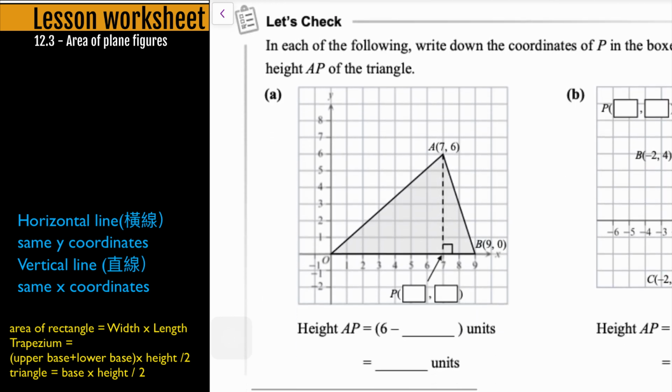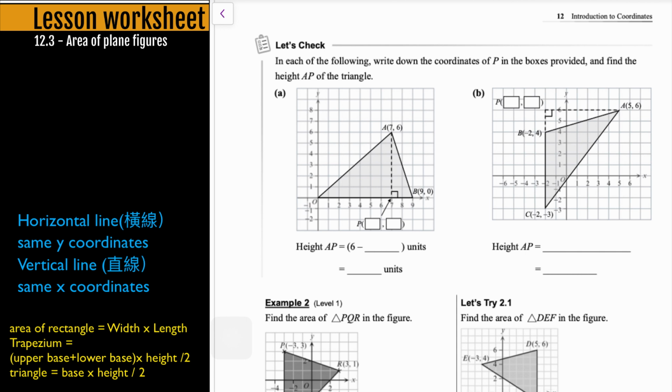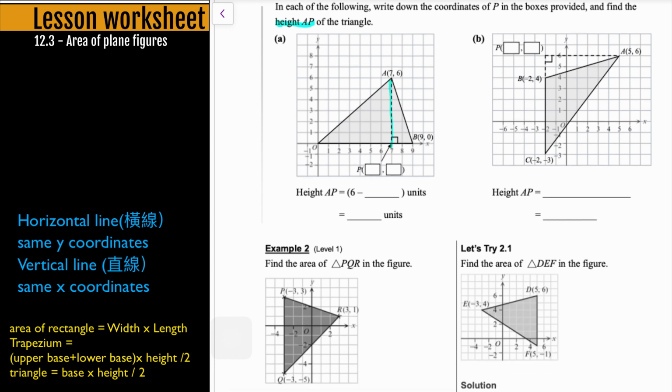And then if it is for a triangle, you will see that you need to extend a point. We got AP like this, and you know this is a vertical line, so they will share the same x coordinate. Let's see what the answer should be here. The x coordinate should be 7, while the y coordinate for this one will be 0. So the height AP will be 6 minus 0, so 6 units.